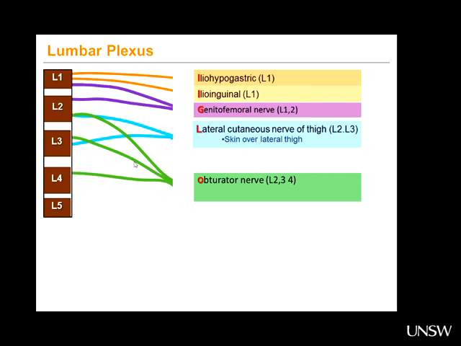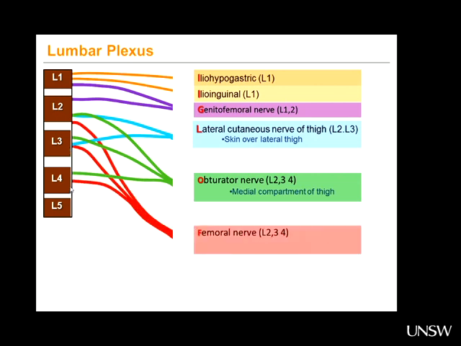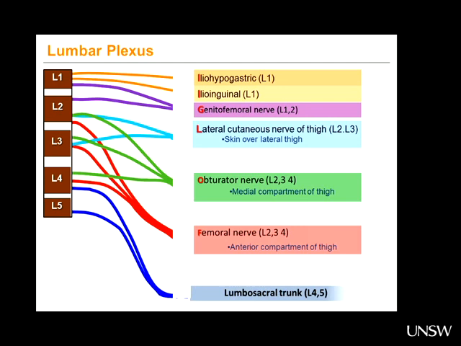The next set of nerves, there's actually two of them that come off from L2, L3, and L4. All of the anterior rami that you see in green will join and form the obturator nerve, and the posterior rami will form the femoral nerve. So they're both coming off L2, 3, 4. The anterior divisions join to form the obturator nerve, which will supply the adductor compartment or the medial compartment of the thigh, and the posterior divisions will join to form the femoral nerve, which will supply the anterior compartment of the thigh.